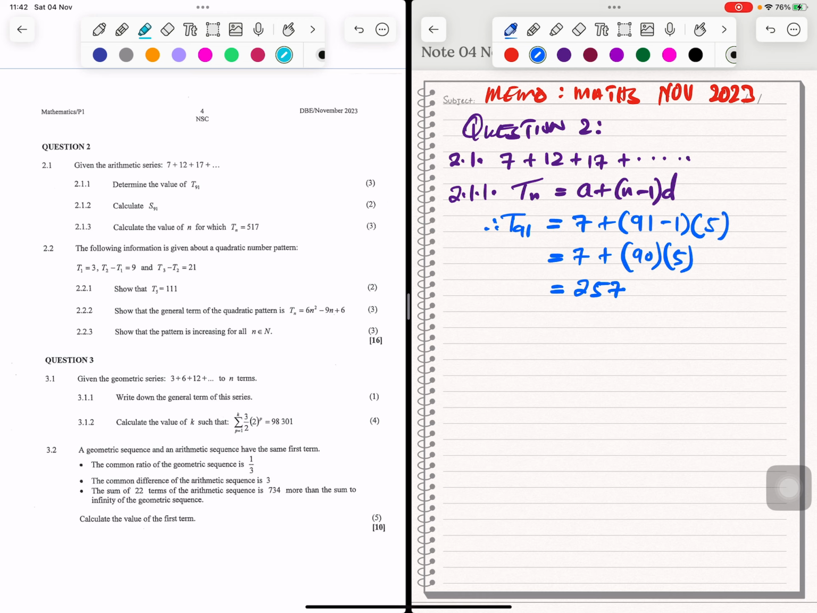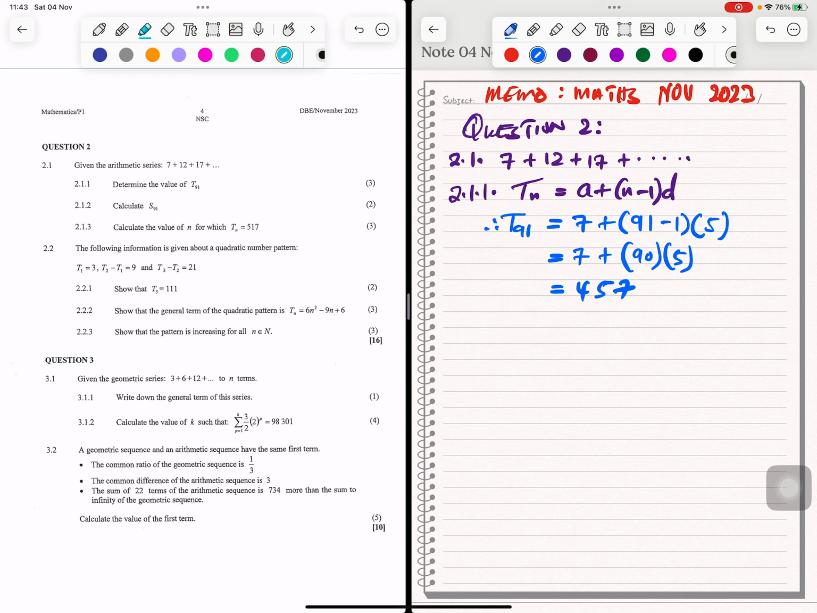So it's 7 plus 90 multiplied by 5. I'm getting something else here. It's 457. Okay, so this should be 457. Let me redo it properly: 7 plus 91 minus 1 multiplied by 5. Oh, this should be minus here. I need to be very careful. So this is 457. Be very careful when you use a calculator here.